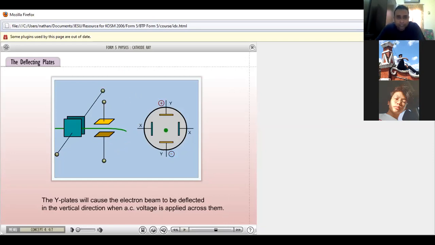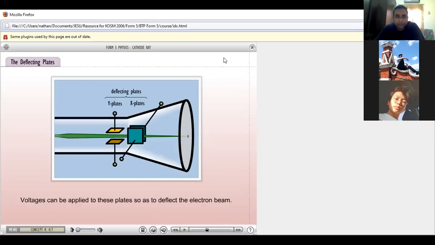Okay, sama juga if you look at your X plate. Now X plate, let's say here positive, here negative. So X plate ialah untuk deflect horizontally. So dia akan deflect ke kiri. Okay. Now let's say here positive, here negative. So dia akan deflect ke kanan. Okay. So kalau kamu sambung kepada alternating voltage, so dia akan pergi kiri kanan lah.